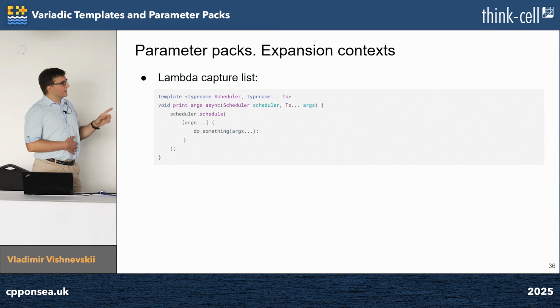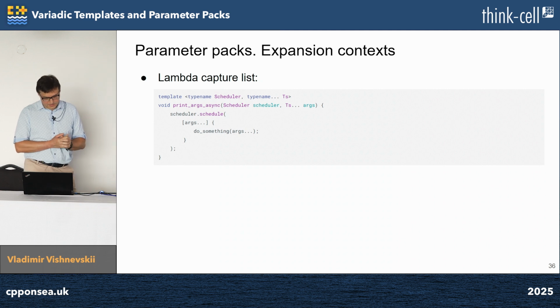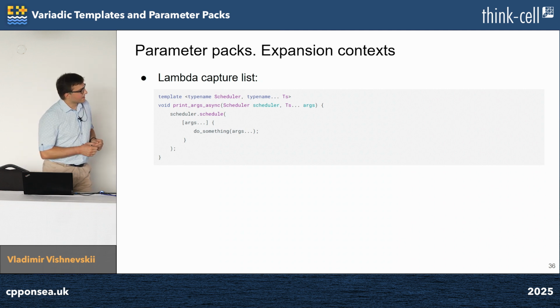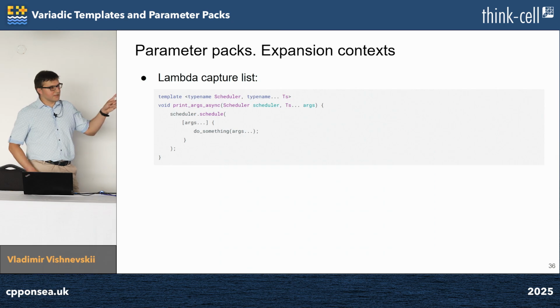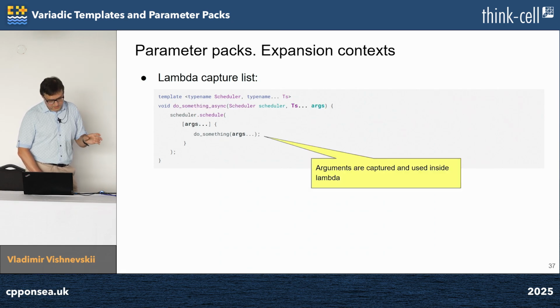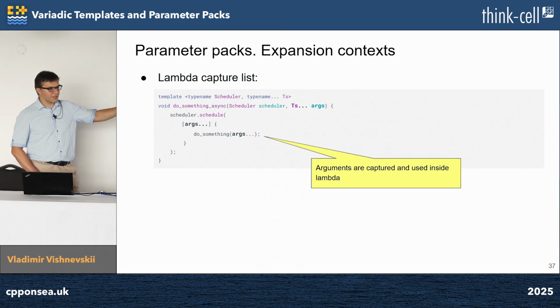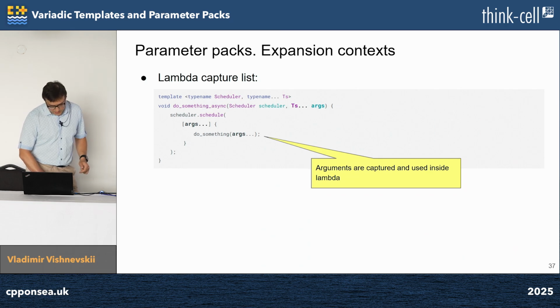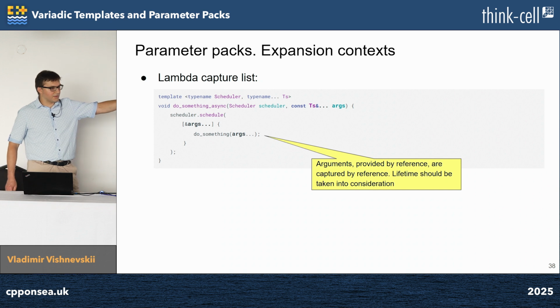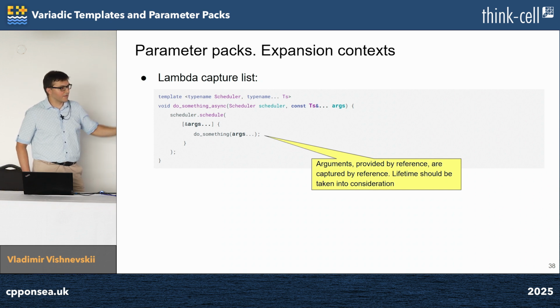So another technique, and actually another expansion context that I also wanted to mention. This is available since C++20. This is the expansion in the lambda capture list. So we can expand the parameter pack inside a lambda capture list. That's how we can propagate those values into the lambda, and then we can use them inside the lambda function. Of course, we can also use references. We can capture those values by reference.